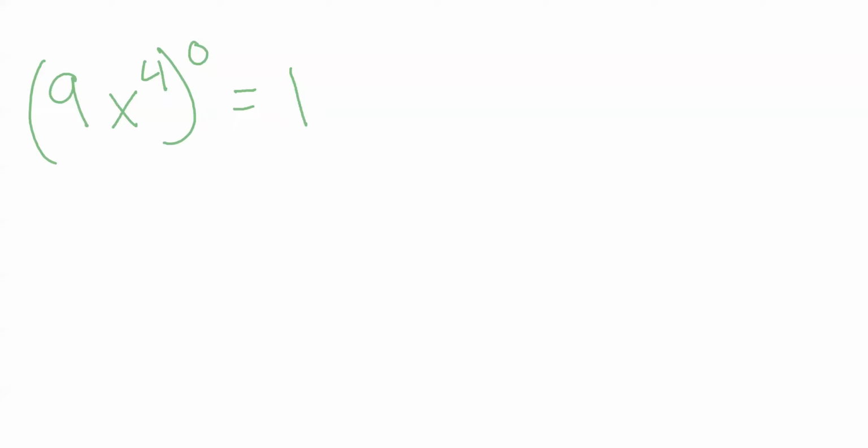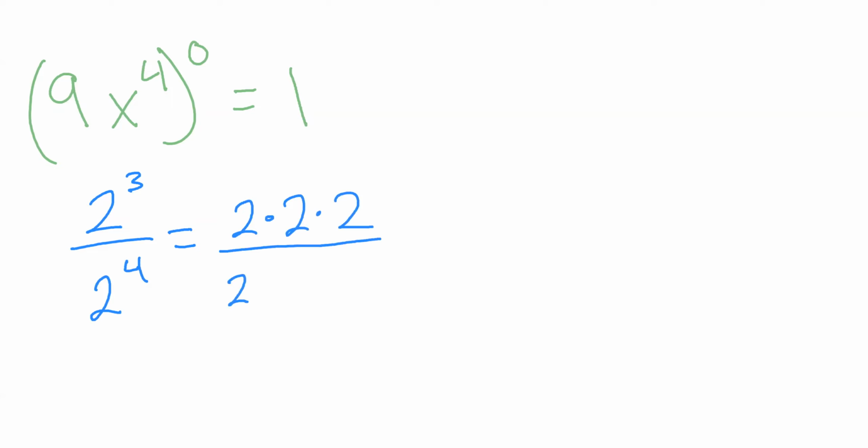Our second example is going to be 2 to the 3rd over 2 to the 4th. Okay. And if we want, we can just use the definition of exponents to really understand how to simplify this fraction. That's the definition of exponents right there. And we can cancel common factors in the top and bottom. And we are left with 1/2.